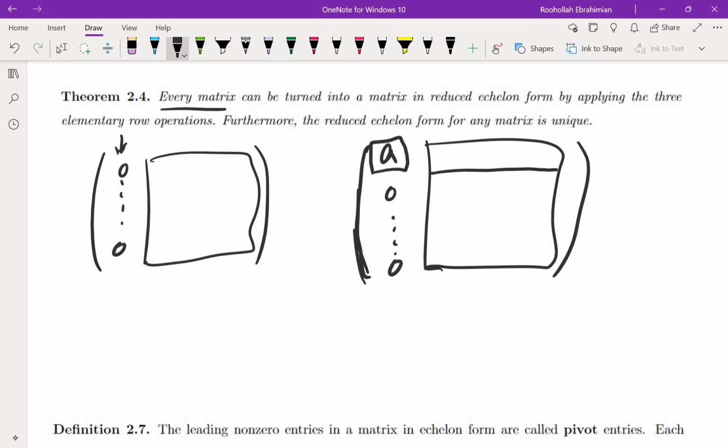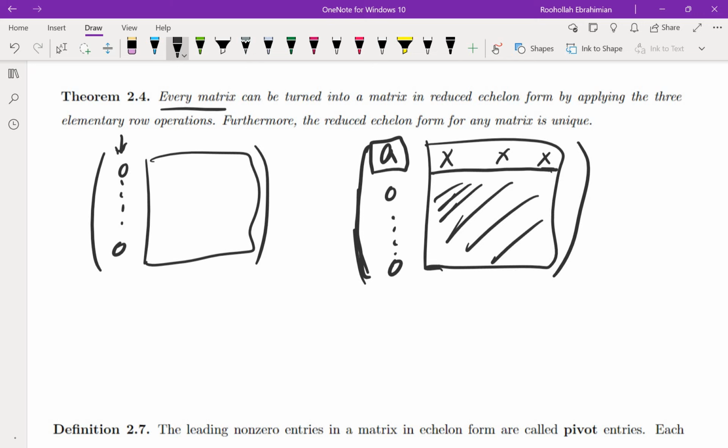Or you could even eliminate the first row first, turn that into reduced echelon form, and then use all those leading ones to turn the possible entries here, the ones that need to be 0, into 0. So the proof of this one would be by induction.